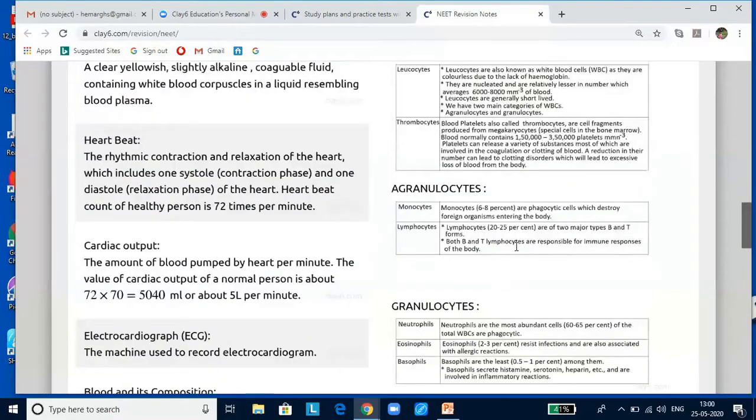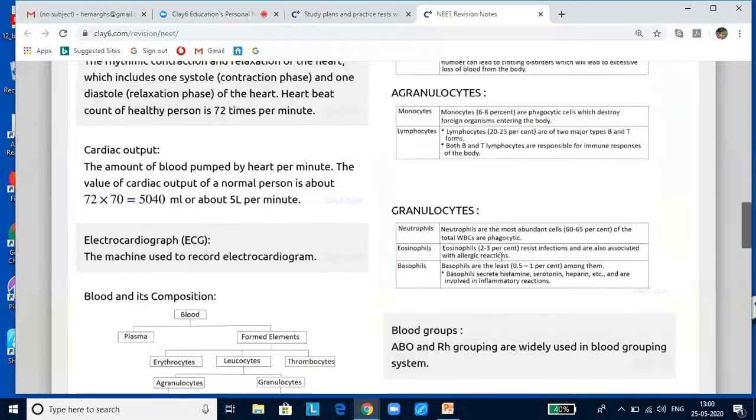Now, as I said, blood has granulocytes and agranulocytes. Now, let us look at agranulocytes. You have monocytes. Monocytes are phagocytic cells which destroy foreign organisms entering the body. Lymphocytes are of two types, namely B form and T form. B lymphocytes and T lymphocytes are responsible for immune response of the body.